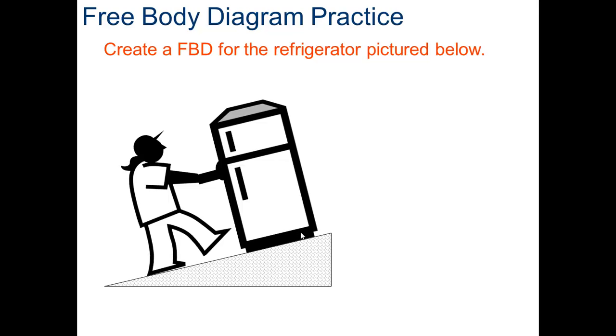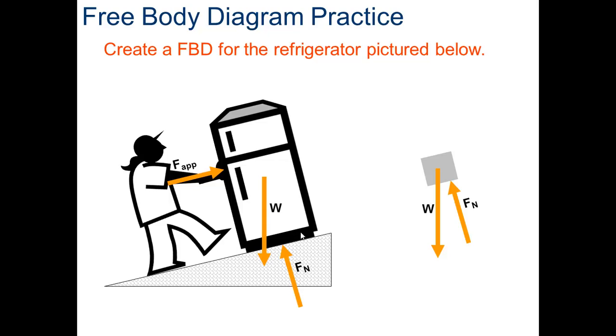Let's try one for the refrigerator pictured below. The refrigerator is what we want. Notice how it's drawn at an angle relative to the surface. The weight of the object, though, still acts straight down. We still have a normal force or a support force applied by the ramp. It has to be perpendicular to our surface. There's a worker that's supplying an applied force up the ramp. And then there's also friction that goes against the direction of motion. Relative to that surface, there's our angle between our weight and our normal force.